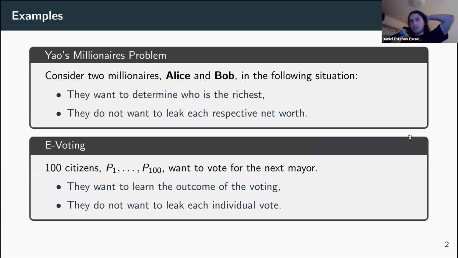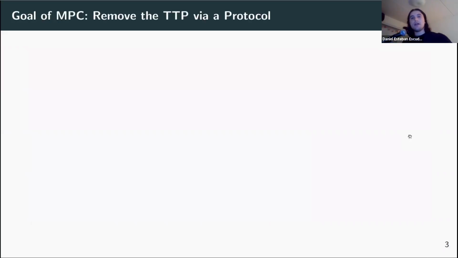Another example is e-voting. You have, let's say, a very big town of 100 citizens, and they want to vote for the next mayor. So each party has a vote, which is, for example, mayor A or mayor B. It can be a 0 or a 1, a bit. The goal of the function is to compute the majority vote, so who won among the two or whatever number of candidates, without leaking the individual votes. And of course, there is a very naive way of doing it.